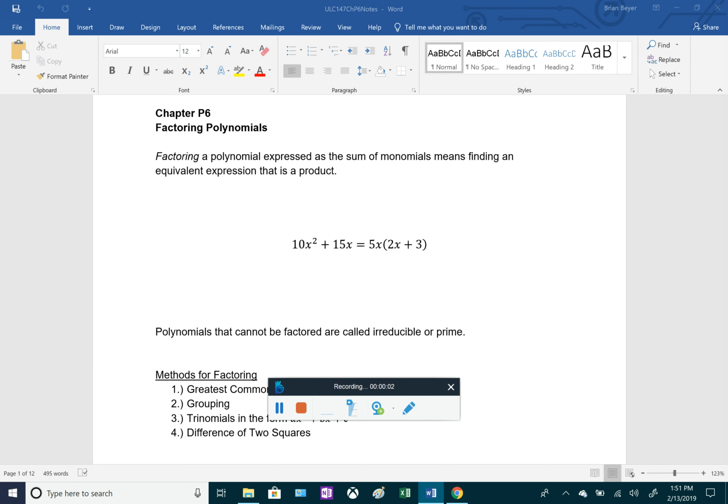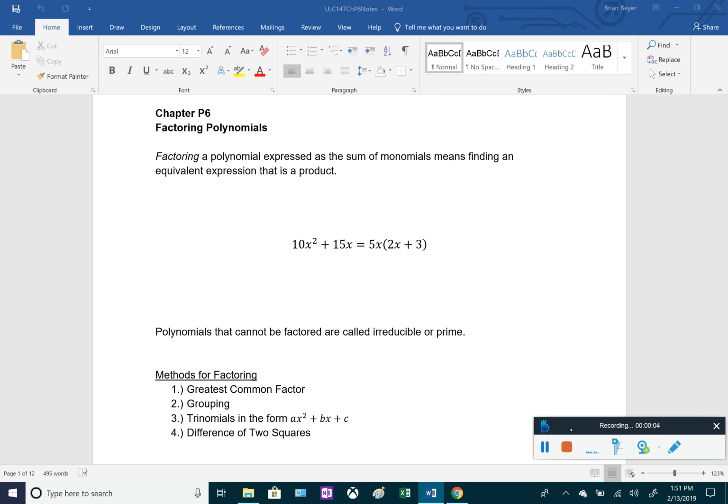So in chapter P6, we're going to be factoring polynomials. Every one of these sections that we're doing is really important because they're all different rules that we'll be continuously using. This section is really important. Factoring is used all the time, and essentially you're never going to stop using it.